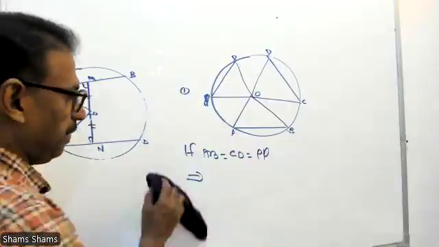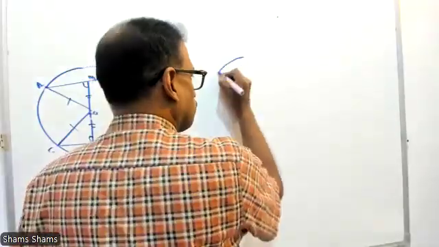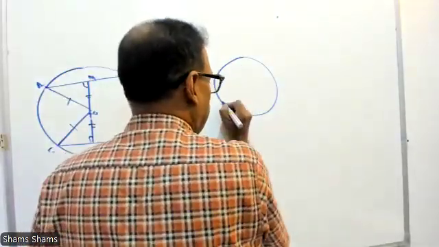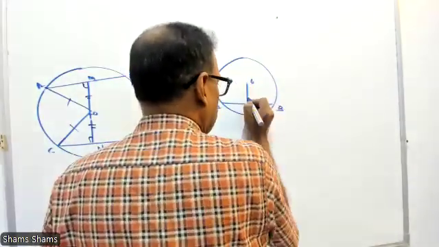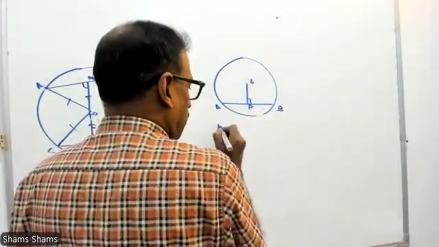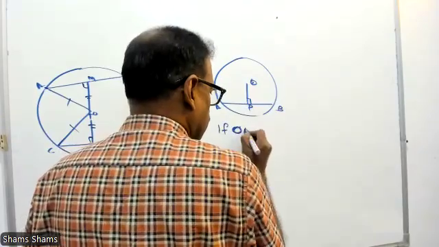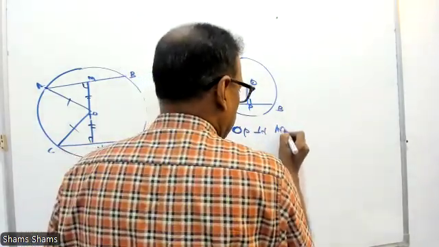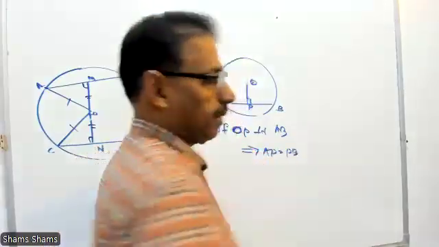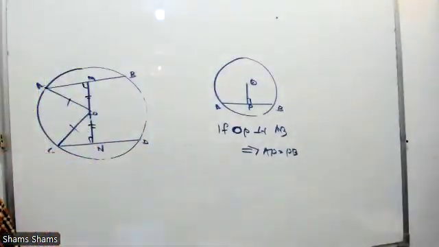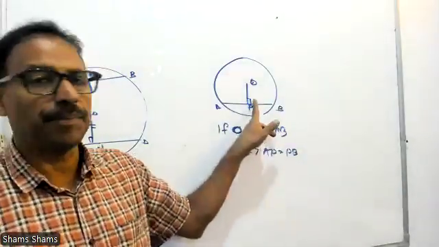Are you okay now? Next theorem: the perpendicular from the center bisects the chord. This is a common theorem. Here, if OP is perpendicular to AB, which means AP equals PB. This is the second theorem. Then the fourth one: if AP equals PB, that means angle OPA is 90.